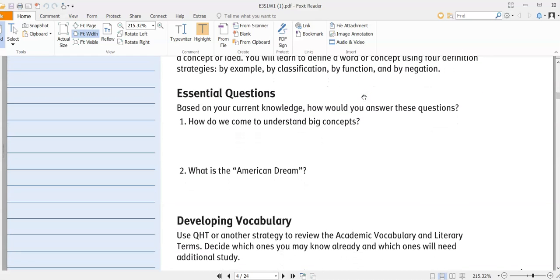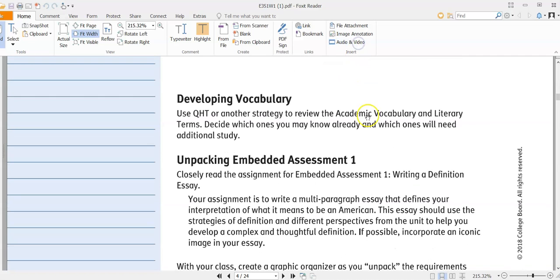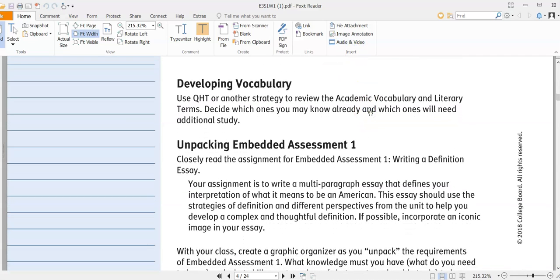So, essential questions. The first one says, how do we come to understand big concepts? So this means, what can you do to comprehend something very broad? What do you do when there's a subject you want to know more about, but it's so wide and there's so much different information about it? That would be how you would answer number one. Number two is, what is the American Dream? You may or may not have heard this expression before, but go ahead and jot down what you think it means.